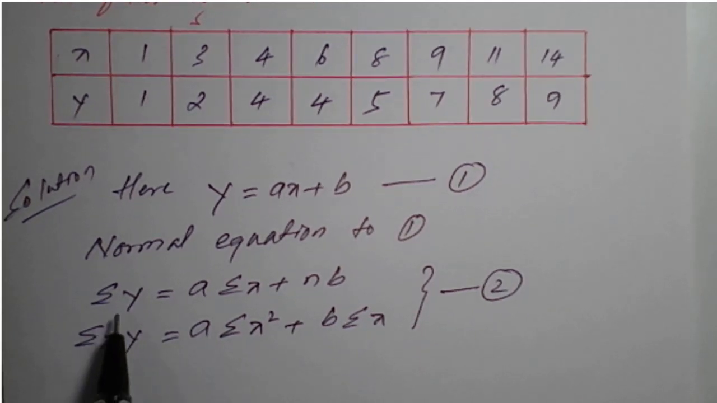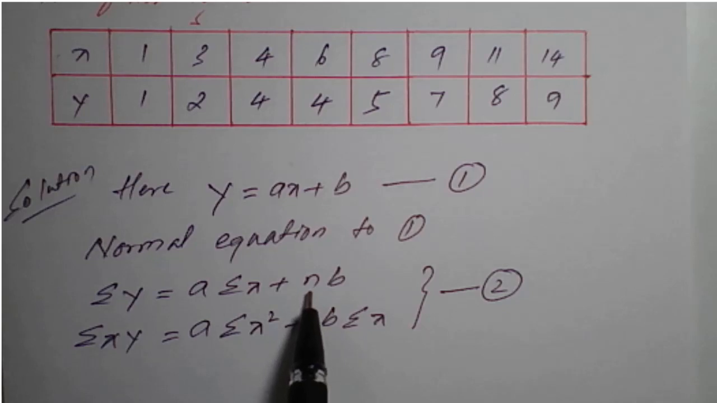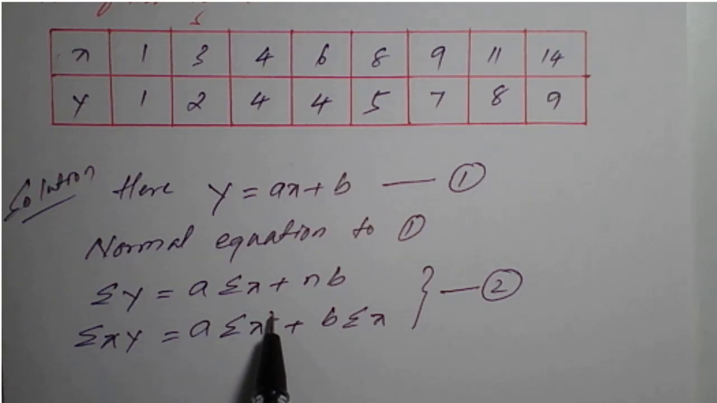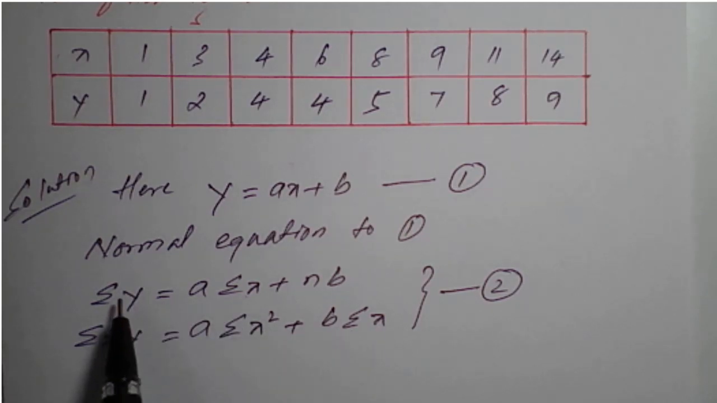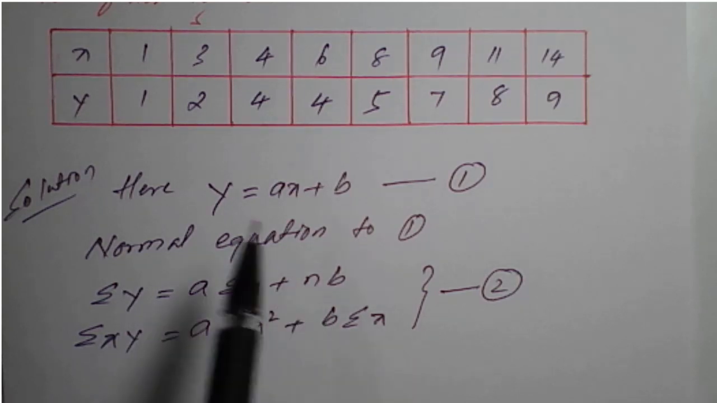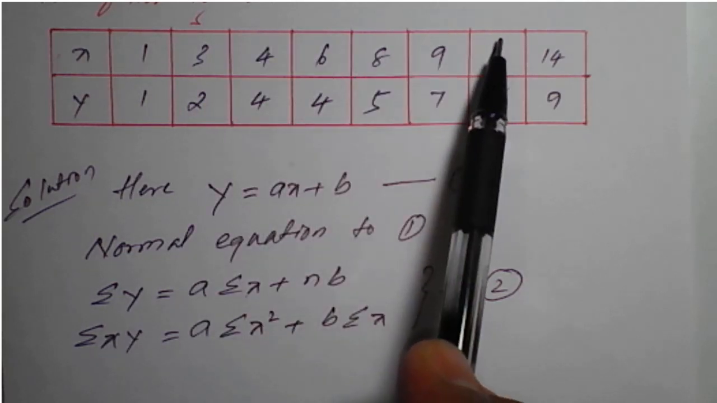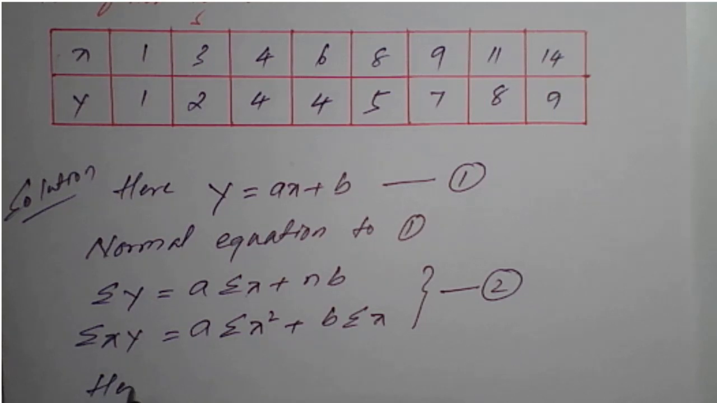To solve equation number 2, that is the normal equation, we need summation y, summation x, n, summation of x into y, summation x square and summation x. Totally 6 values we need. Small n is the number of given data. Count it: 1, 2, 3, 4, 5, 6, 7, 8. Here the value of n is 8.